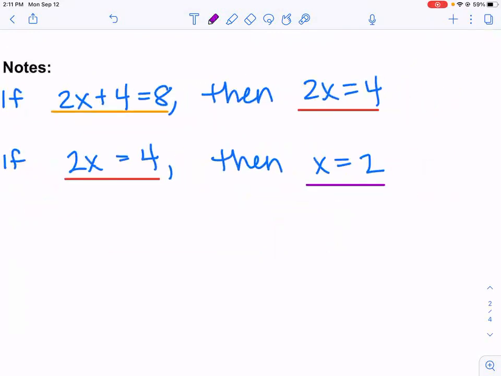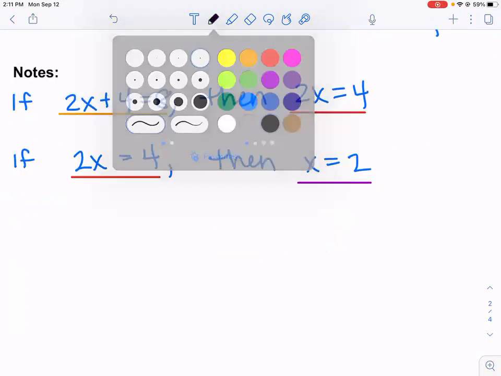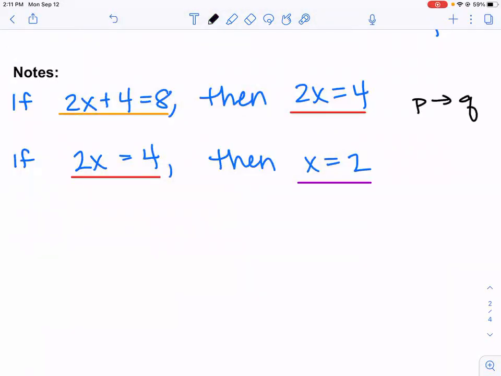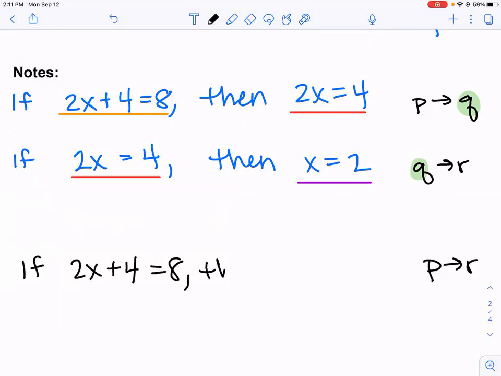Okay, what's happening here? This statement, I have if P, then Q. This statement, the hypothesis matches the conclusion of the first one. And we have a new conclusion, okay? Well, since the first statement's conclusion is the second statement's hypothesis, then we can conclude P implies R. So we can write if 2x plus 4 equals 8, then x equals 2. We can go from the first hypothesis to the second conclusion. Do you see how that flows together?